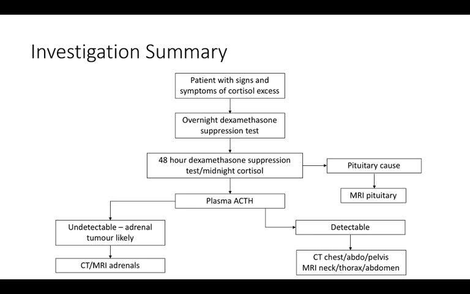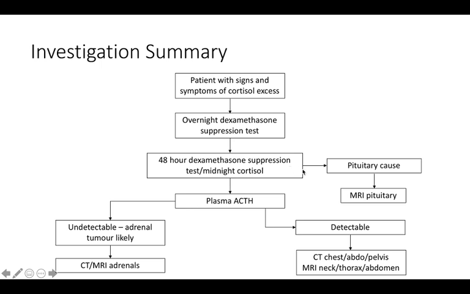The cortisol, because they've taken the dexamethasone, should be suppressed. Having a very low cortisol level is normal. However, if it remains high at this point, then they have a further problem, and we need to investigate further. Next, a 48-hour dexamethasone suppression test or a midnight cortisol is performed. So the 48-hour test has high dose and low dose tests.